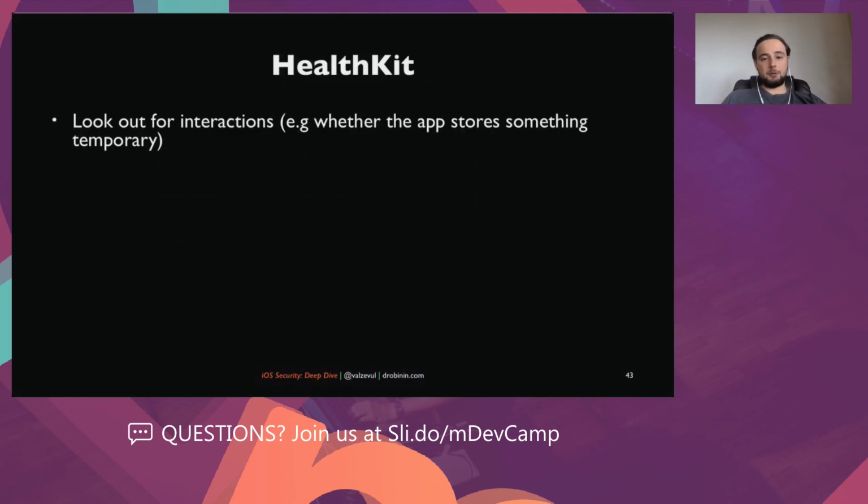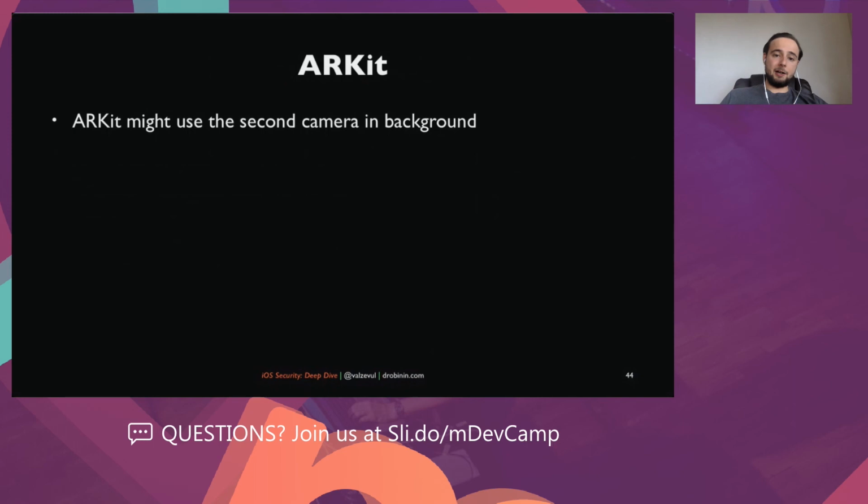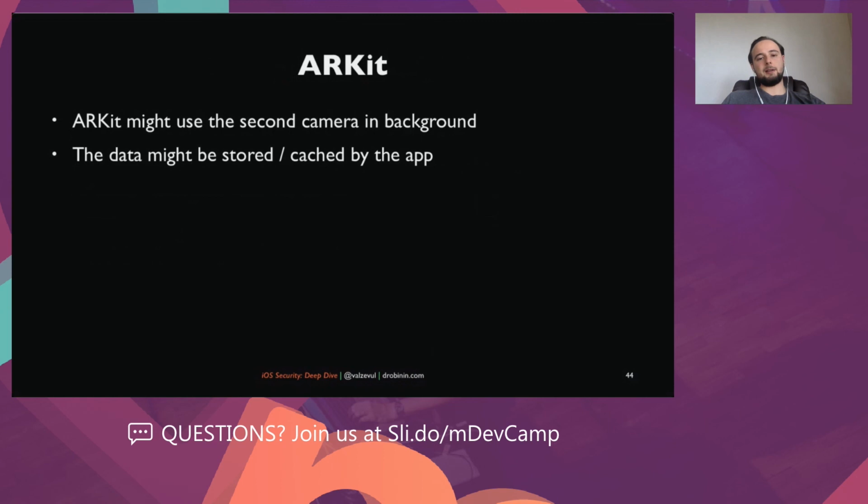HealthKit, again, look out for interactions because the app might store something temporary, and that might be very private health data. So even if the app was granted permission to HealthKit, the user might not want it to be stored in the documents directory, for example. ARKit, it might be using the second camera in the background, mostly to align the location and the position, but that still is an attack vector. The same happens with the data which it stores or caches via the app. So if your app uses ARKit, make sure that you don't store something unneeded.